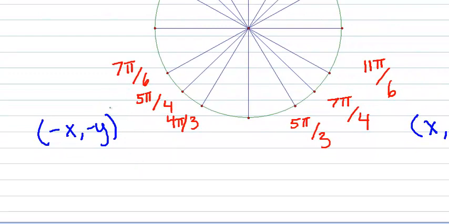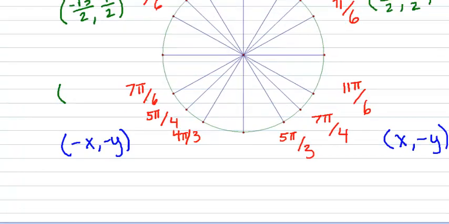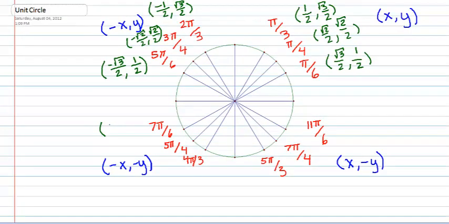Same thing for the third quadrant. It's over 6, so we're going to copy the pi over 6 in the first quadrant, but both are negative now, so negative root 3 over 2, negative 1/2. This one's going to be negative root 2 over 2, negative root 2 over 2. And then the last part is over 3, so we're going to copy pi over 3, but negative, so negative 1/2, negative root 3 over 2.